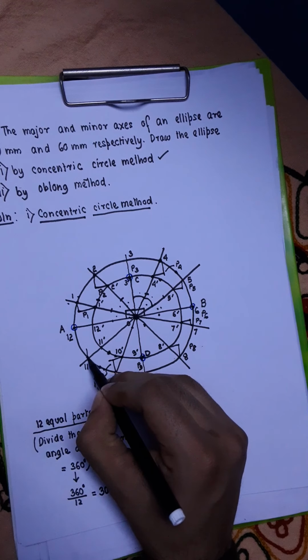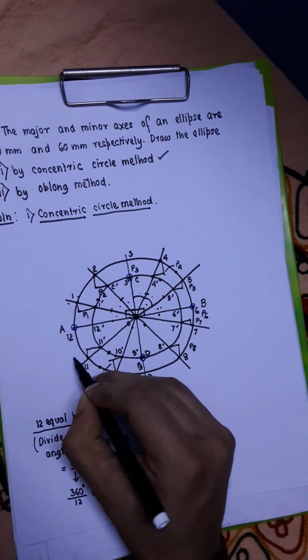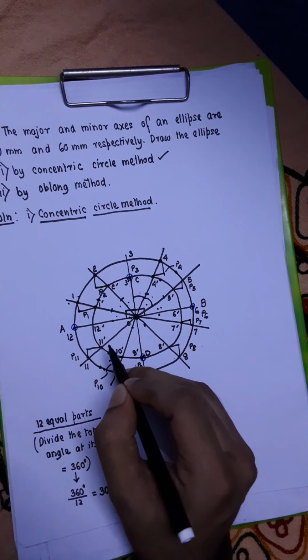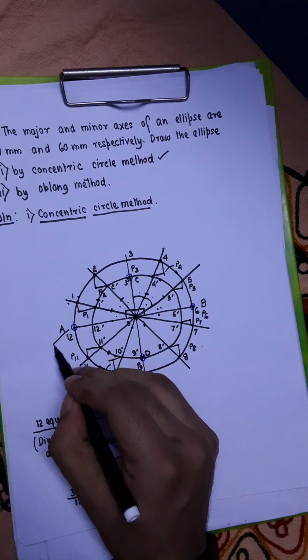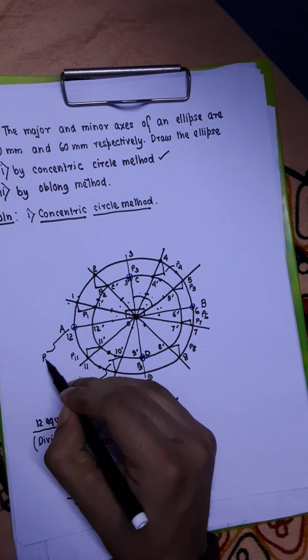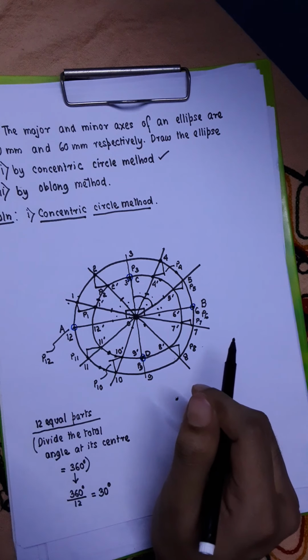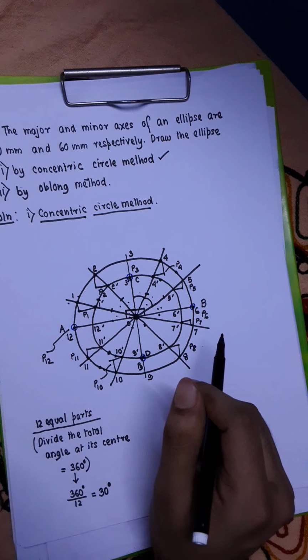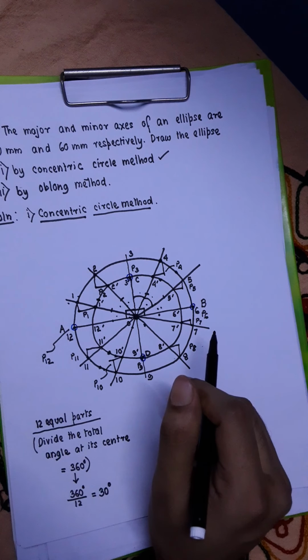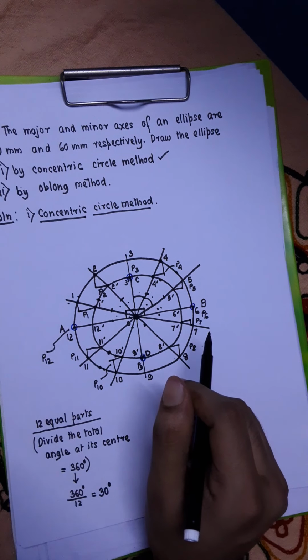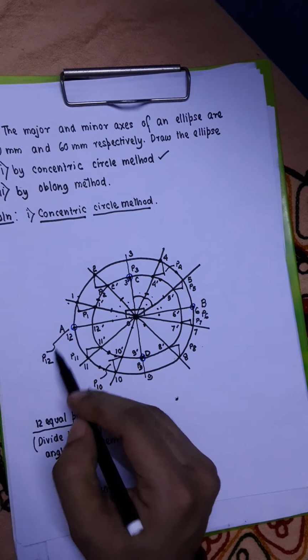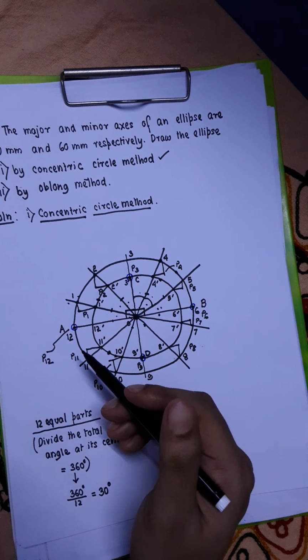P11 can be obtained by a similar construction. This is P11. And what is P12? The point A itself is your P12. Because point A represents one of the two ends of the major axis. Since both ends of the major axis lie on the ellipse, the point A will also lie on the ellipse. Therefore, point A is our P12.